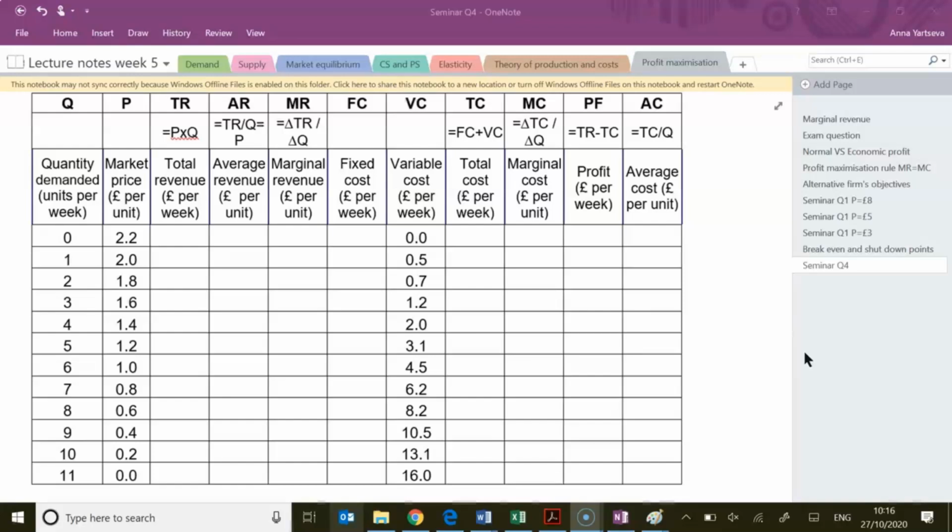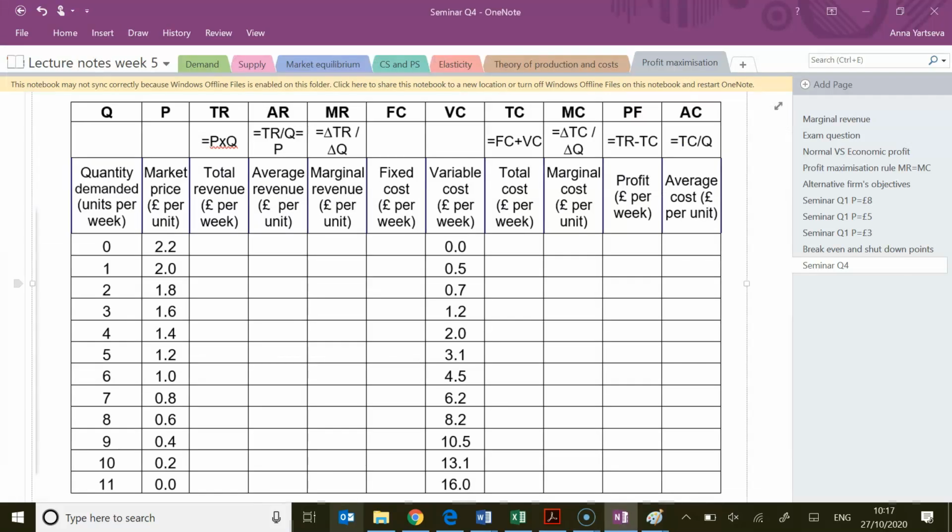Okay, let's start with the next exercise, with the table. We are given some information on demand. We are given the relationship between quantity and price, right? And we are also told that the cost of machinery is £1. So we'll need to complete the rest of the table. Let's calculate total revenue first.